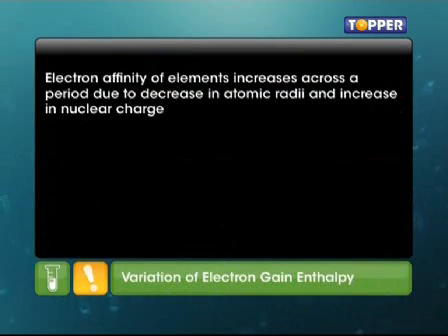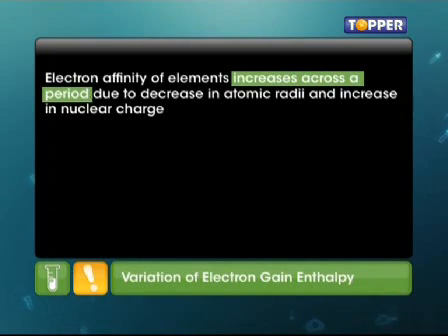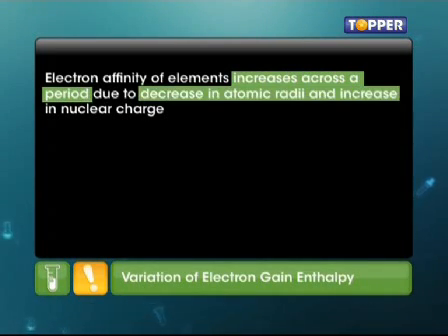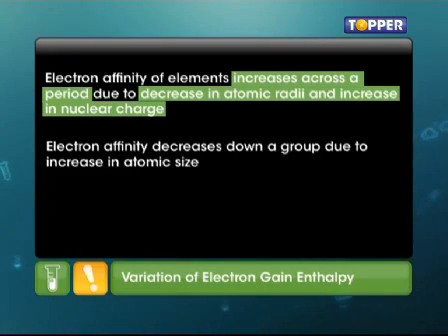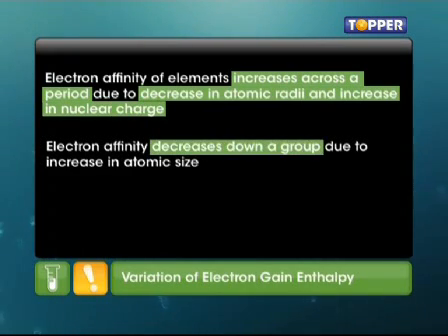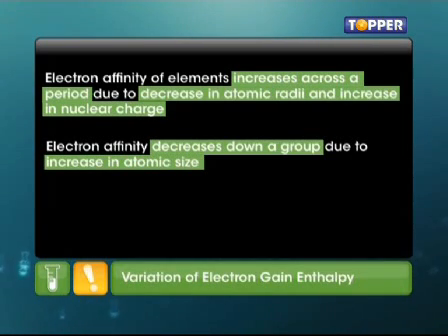In the periodic table, electron affinity of elements increases across a period due to decrease in atomic radii and increase in nuclear charge. Electron affinity decreases down a group due to increase in atomic size. So what conclusion can we draw from the concepts we have just learned? We can easily say that small atoms add electrons to form negative ions. On the other hand, big atoms lose electrons and form positive ions.